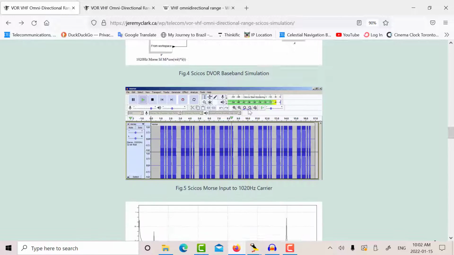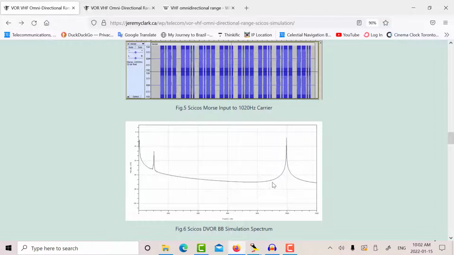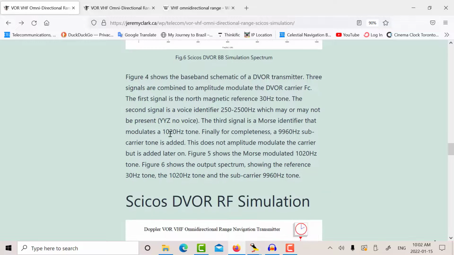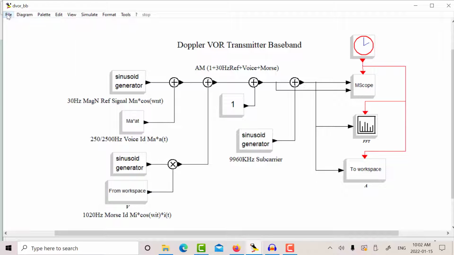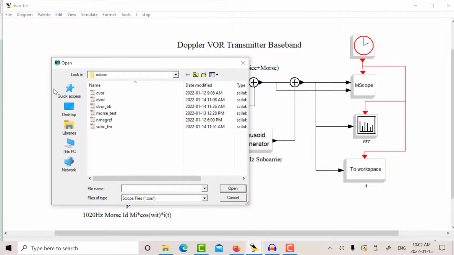If we plot the spectrum, I've already plotted the spectrum here, you'll see three things. At the bottom here, you'll see your 30 hertz tone. There's your 1 kilohertz tone that's on and off of the Morse, and there's your subcarrier at 9960. Now let's go to the RF simulation. So I'm going to close this baseband simulation and open the RF simulation, which is this one.